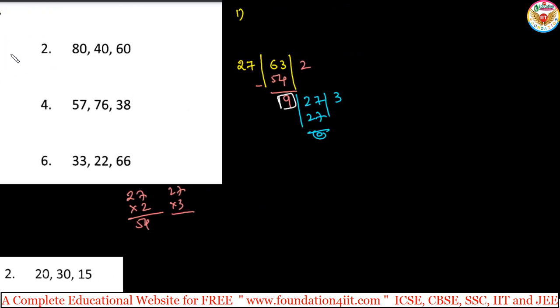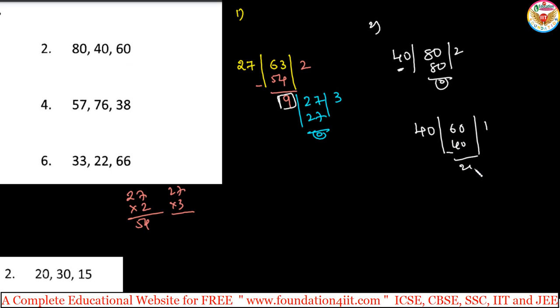Okay, let me show you one more example. Let's see the second one: 80, 40, 60. Let's take 80 and 40 first. 40 times 2 is 80 directly, so 40 is the HCF. Next, 40 and 60. With 40, the next one is 60. 40 times 1 is 40. Subtract, 20. 40 should be written here. And 20 times 2 is 40, remainder 0. The answer is 20. Okay, this is the division method.